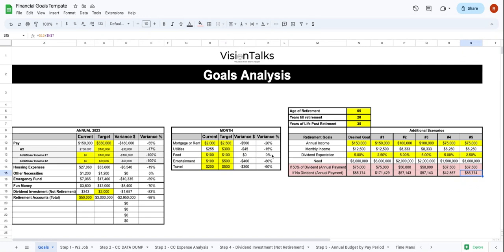So really, the whole goal of this is to take the time to see what you need to get. How are you going to get to this $3 million? Where are you at right now? You know you're at 2.9 million.